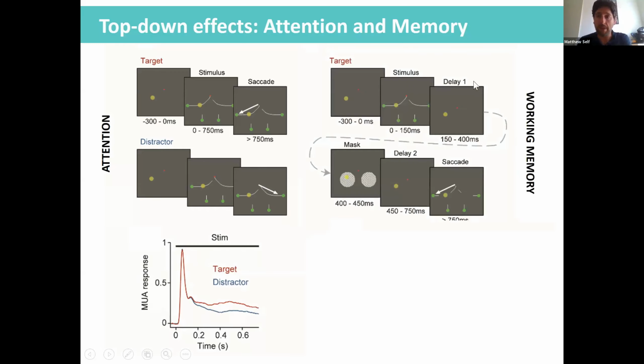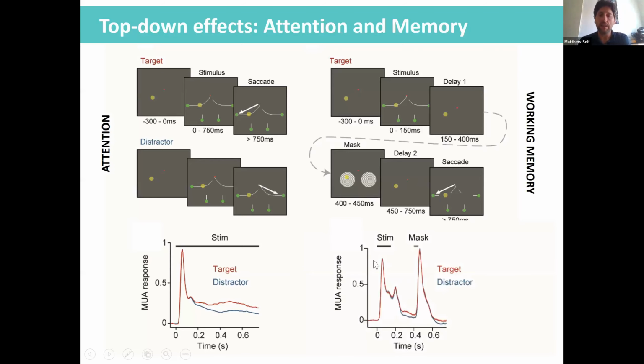We compare this to a memory case where the monkey's doing exactly the same task, so he has to trace this curve, but the curve is only presented briefly. It disappears after 150 milliseconds. The monkey then has to maintain the target curve in memory. We present a mask to get rid of any ongoing neural activity, wipe it out. And then there's another delay period. And finally, he's given a cue, which tells him to make an eye movement to one of these two targets. So he has to remember which one was connected and make an eye movement to the target. Again, we're interested in the activity while the monkey is maintaining the target curve.